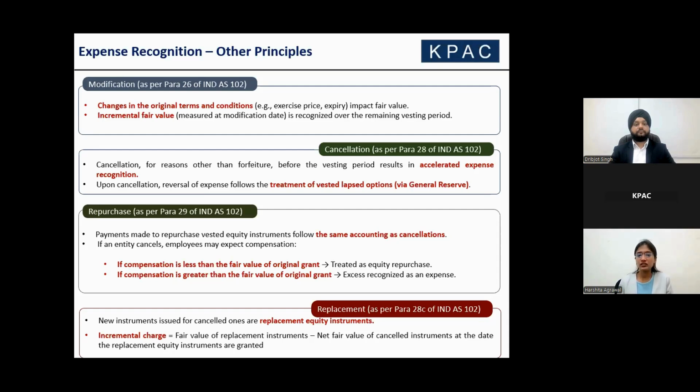However, if the company does not explicitly identify the new plan as a replacement, then both the cancelled and the new grants are accounted for separately. This means that the original ESOP is treated as a cancellation, requiring immediate recognition of any remaining expense, while the new ESOP that is granted will be considered as a fresh grant with its own fair value.